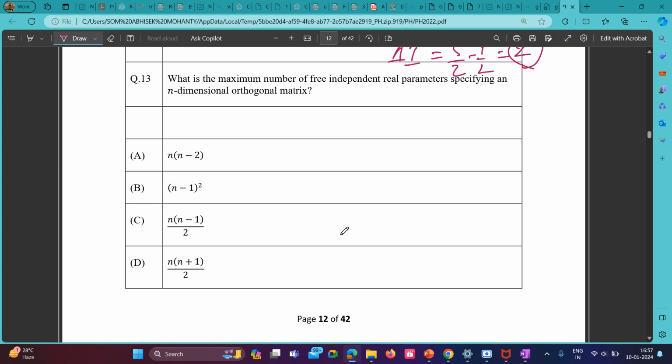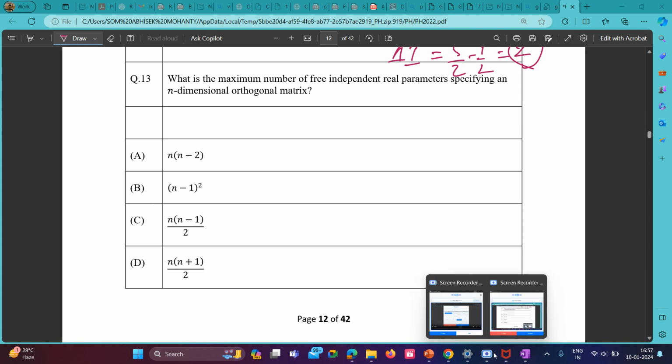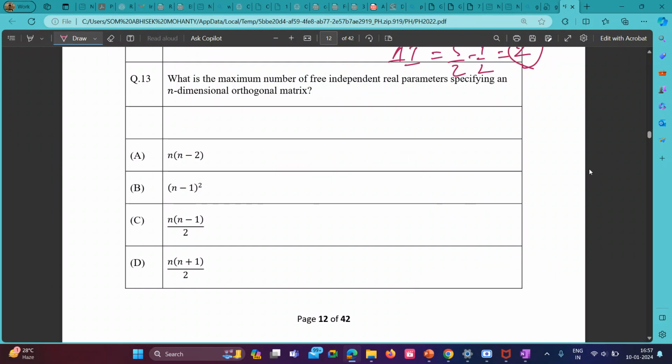What is the maximum number of free independent real parameters specifying an n-dimensional orthogonal matrix? Maximum number of free independent real parameters specifying an n-dimensional orthogonal matrix.